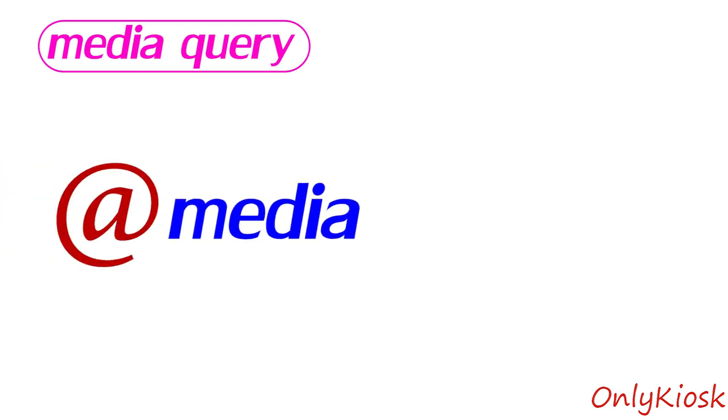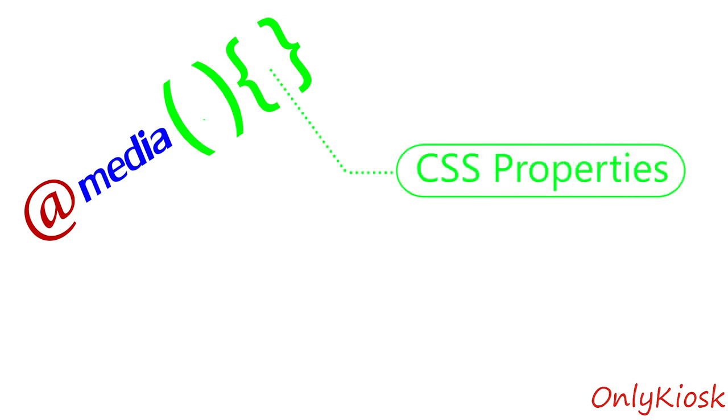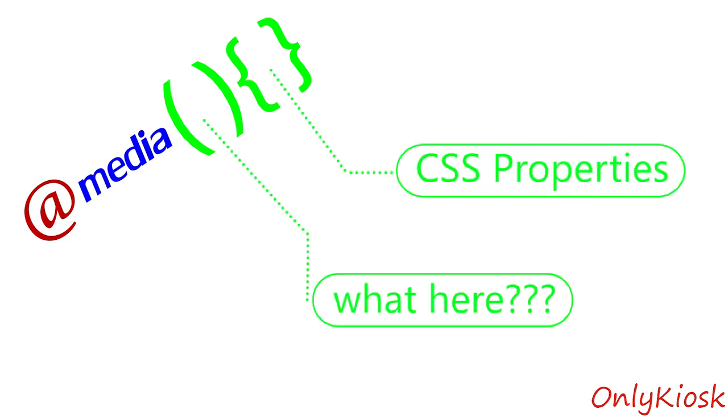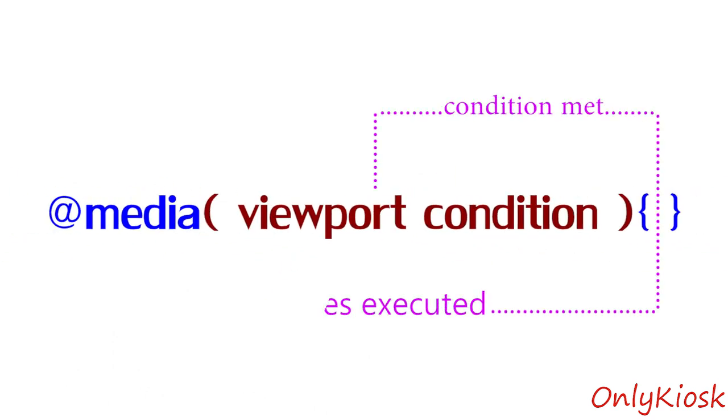All media query follows the same grammar rule. The @ sign comes first, then the word media, behind media a parenthesis and a set of curly brackets. All CSS properties should be put inside the curly brackets. But what are we going to put into the parenthesis? Well, the condition of the viewport. Only if the condition inside the parenthesis has been met, the CSS properties inside the curly brackets will be executed.